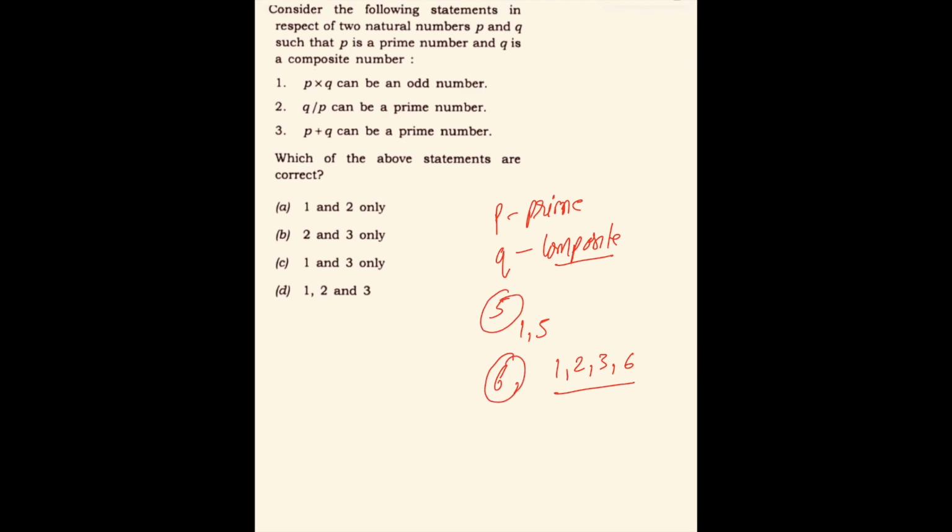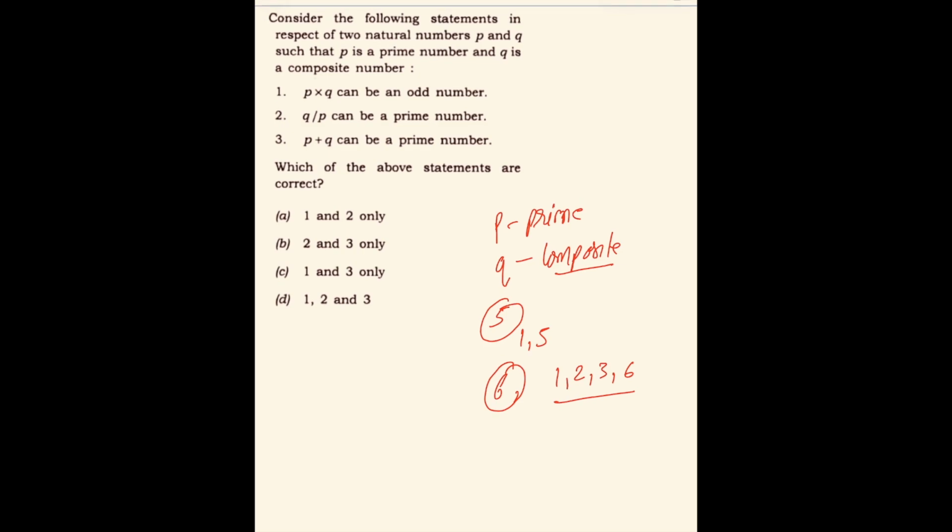So it says the following statement: p into q can be an odd number. So p, which is a prime number, say 5, and q, which is a composite number, in this case 6, so it will become even. But is there any composite number which is an odd number itself? Yes, 9 is one such. So 5 into 9 can be an odd number. So yes, 1 can be true.